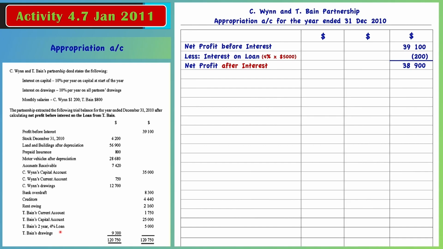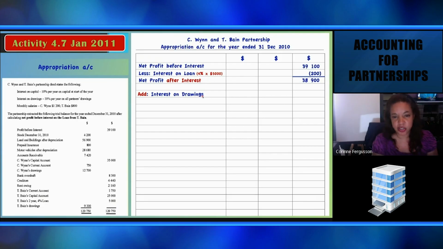The next step that you do, add interest on drawings. When you add your interest on drawings, most people got this. This was real nice and easy. You put the partner, you put the working. There were no dates in terms of the drawings, which means we assume that it was for the entire year. So it's just simply 10%, 1270. Everybody got this, had no problems with this one, 930.